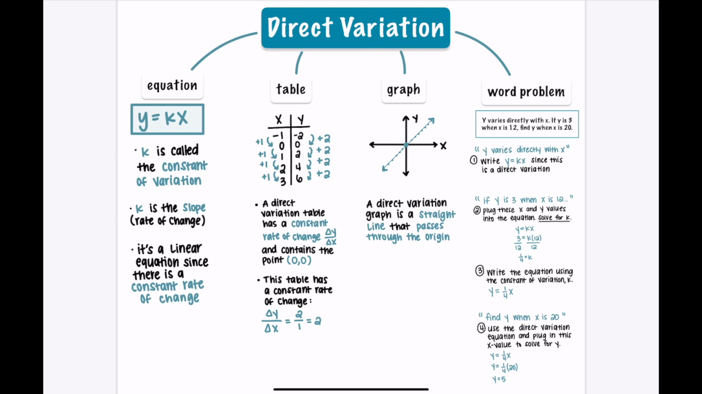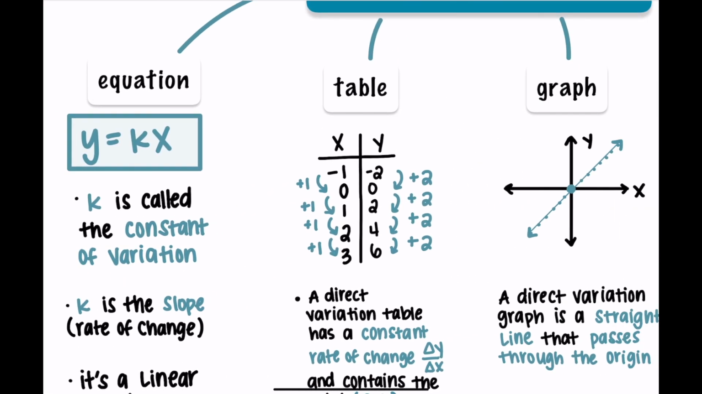In this video, we are talking about direct variation. Direct variation is when you have two variables and they vary directly with one another. There are four ways that you can see a direct variation represented. You can see an equation, a table, a graph, or you could be given a word problem. We're going to start with the equations.